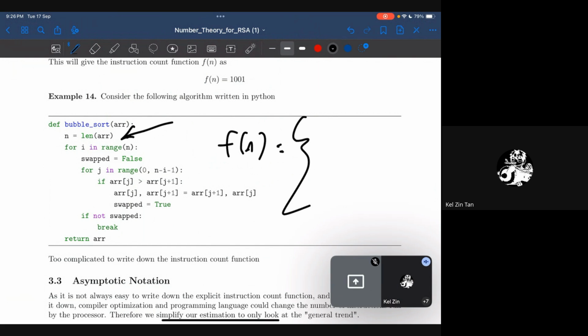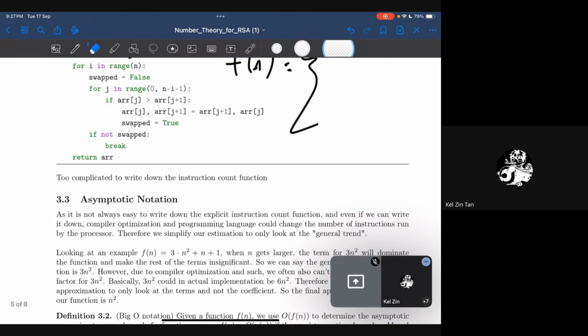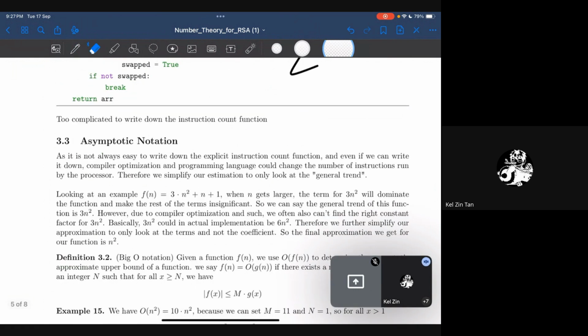And so it becomes much more tedious even for a relatively simple algorithm, because you see this is not super complicated, it's just a few lines. So that gives us a motivation to introduce asymptotic notation. It is not always easy to write down the explicit instruction counts of a function.